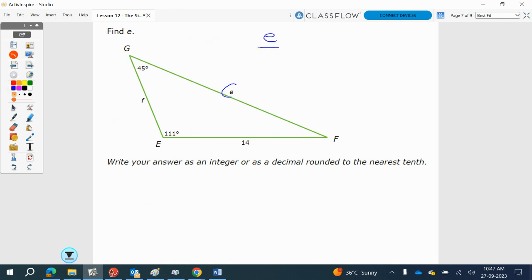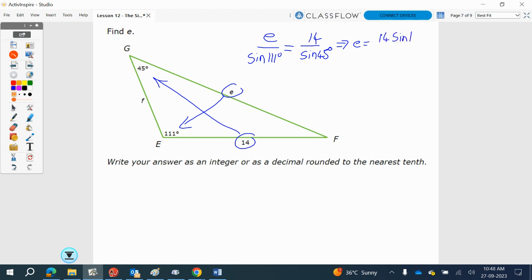E, so E is here. What's the side of the angle opposite? 111. So E over sine 111 degrees is equal to, we need another number, we've got 14. And what's the angle opposite? Sine 45 degrees. That implies that E is equal to, we just move this number up.